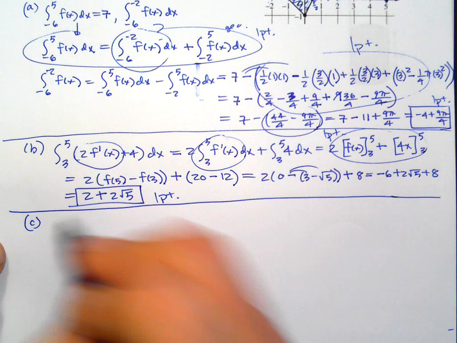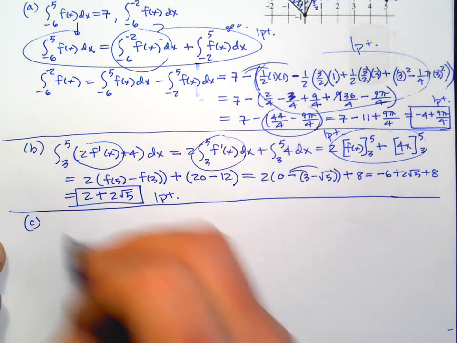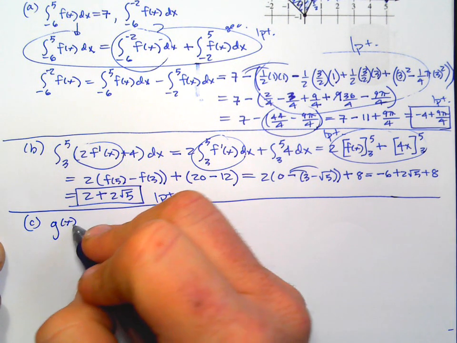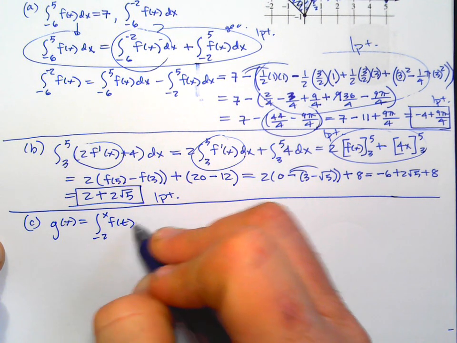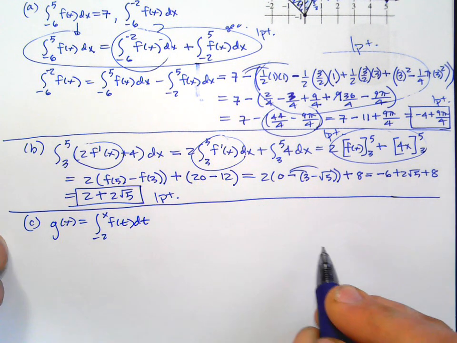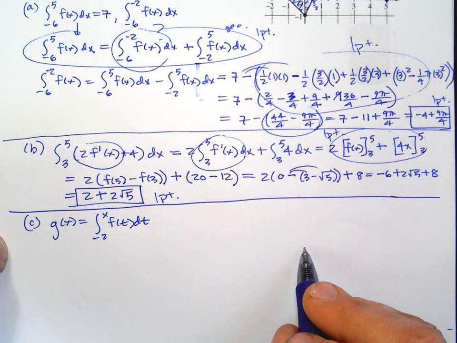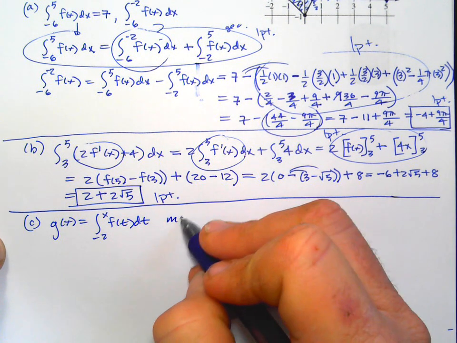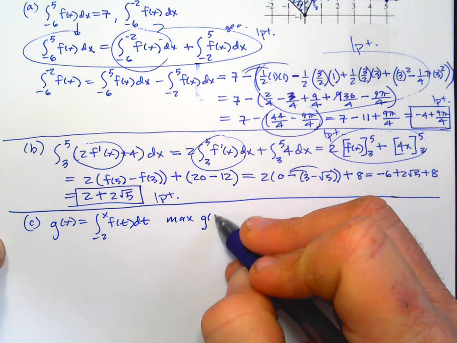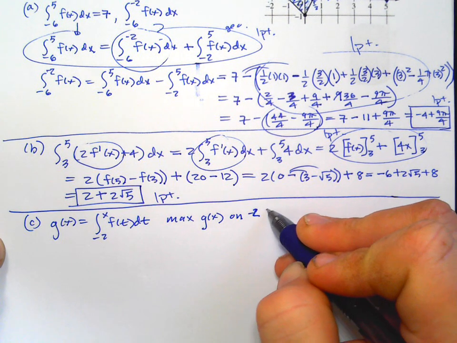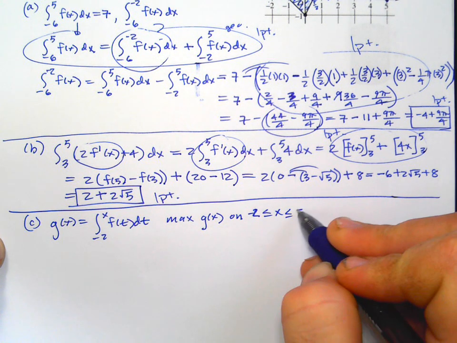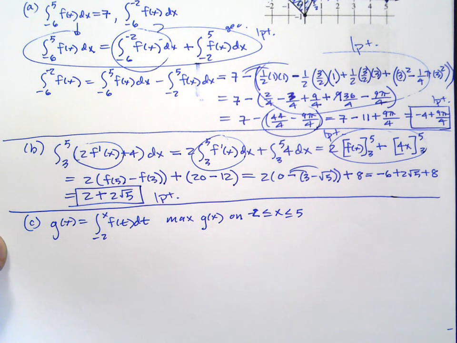Okay. C says the function g, so here's a new function, g equals the integral from negative 2 to x of f(t) dt. And it says find the absolute max value of g. So we want to find max g on the interval negative 2 to 5, justify your answer. So extreme value theorem, I think, is what we're probably going to use.